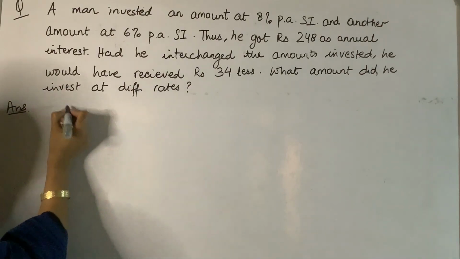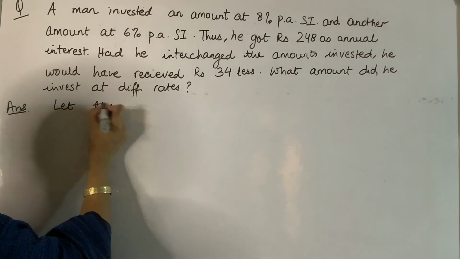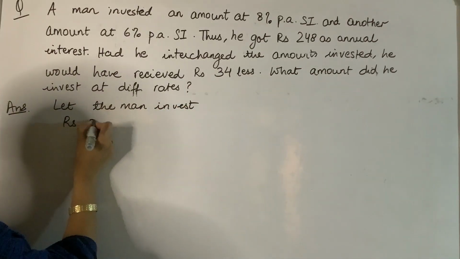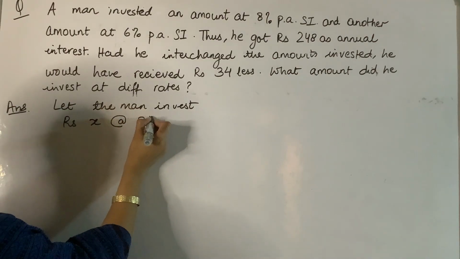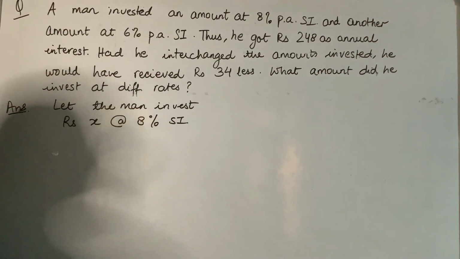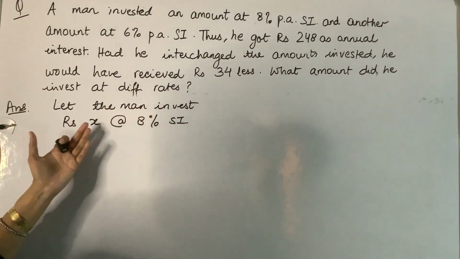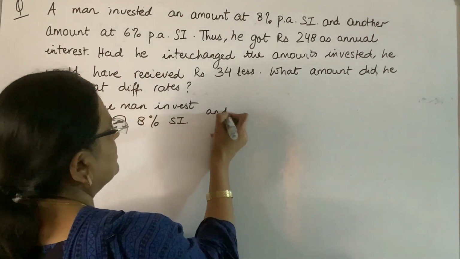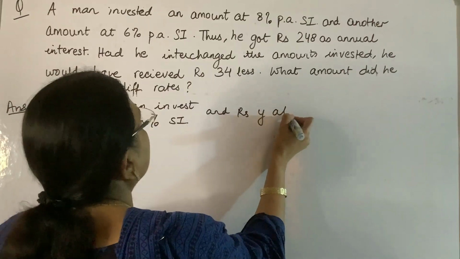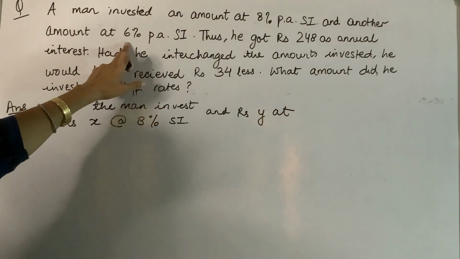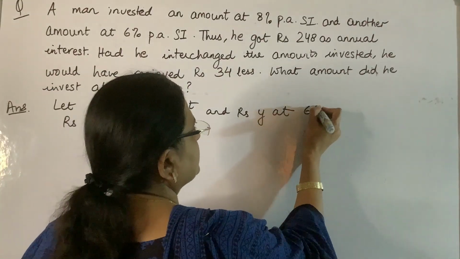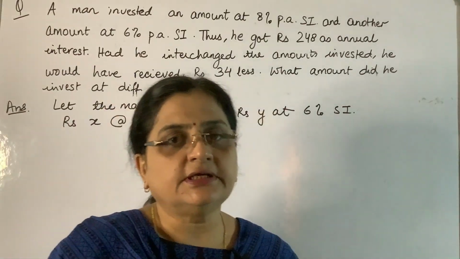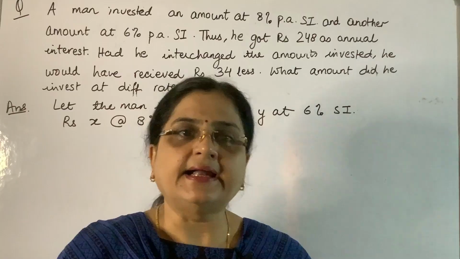The first step is let the man invest rupees X at 8% simple interest. Okay, two variables. So let us say the first amount he invested was rupees X, and rupees Y at, what is the second rate of interest? 6%. Rupees Y at 6% simple interest. So can you find out the interest he got on rupees X at 8%?